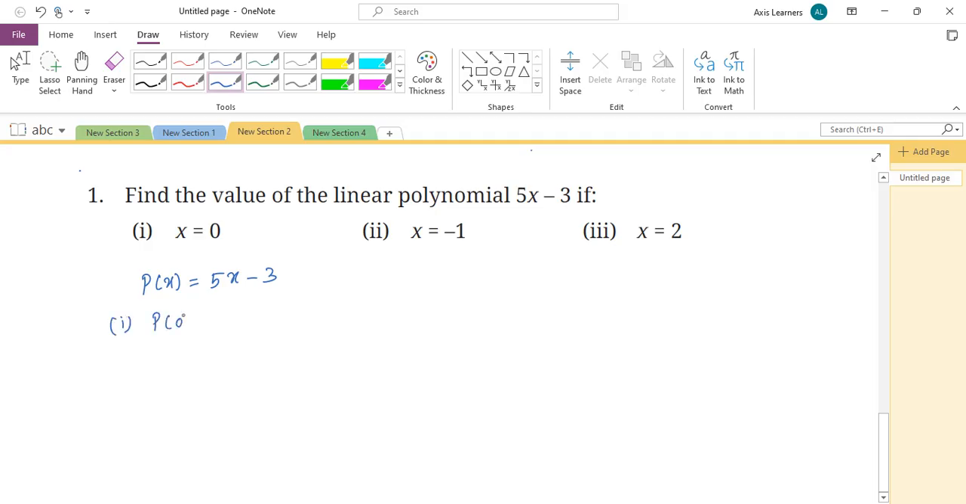When x is equal to 0, the polynomial will become p of 0. So p of 0 is 5 into 0 minus 3. So what will be the value? 5 into 0 is 0, 0 minus 3 is minus 3. Okay. Now we will do the second one.